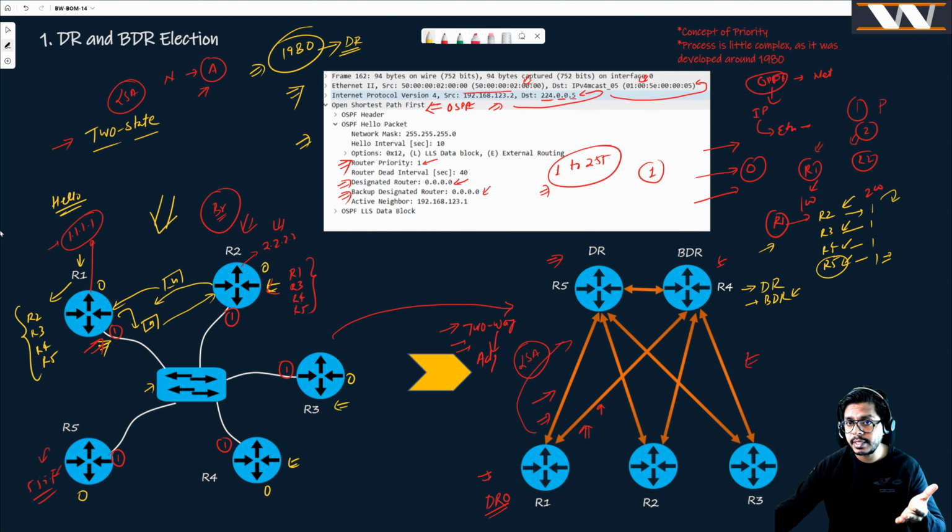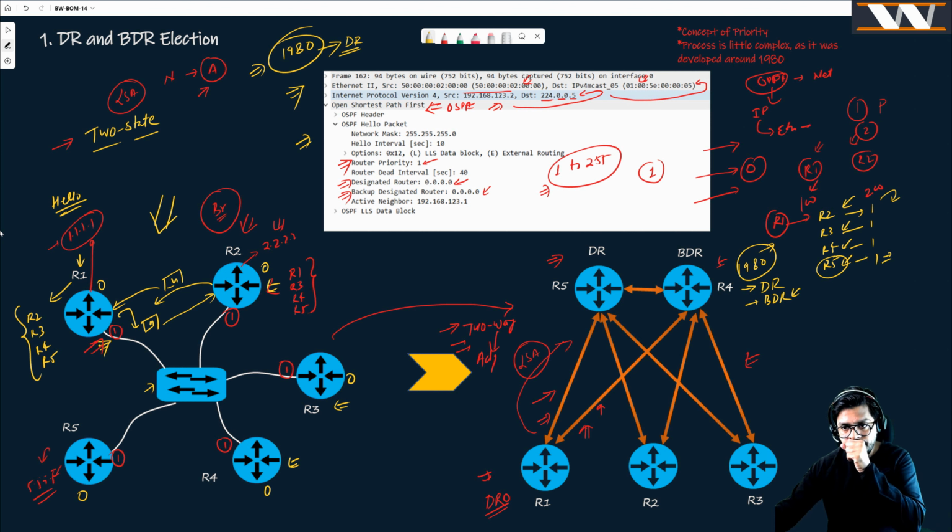So this is the implementation. There is no specific reason why they have chosen it. I am again referring to the fact that this protocol was developed in the 1980s. They wanted to make it really simple, so they have only one election. Every time there is a DR BDR election, actually the election is happening for the BDR, right?